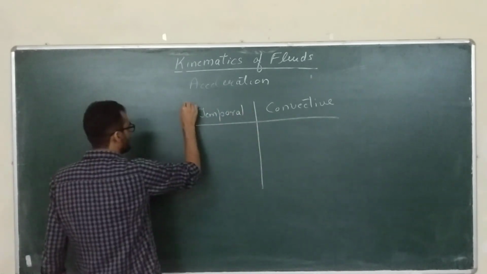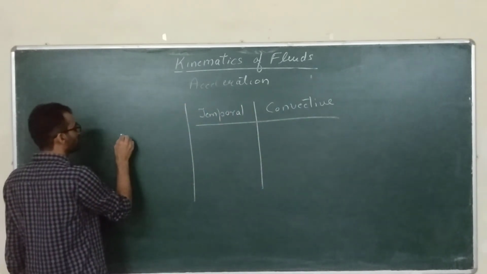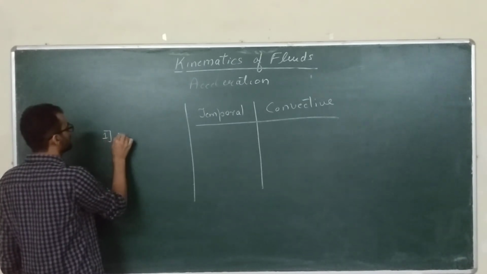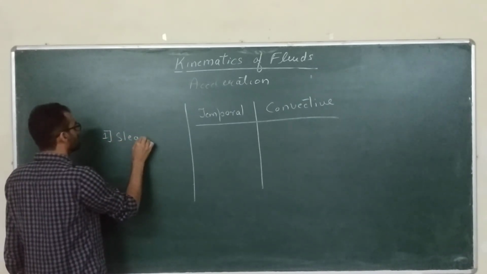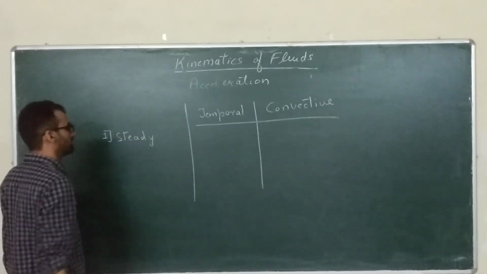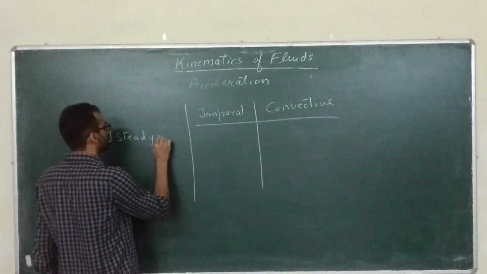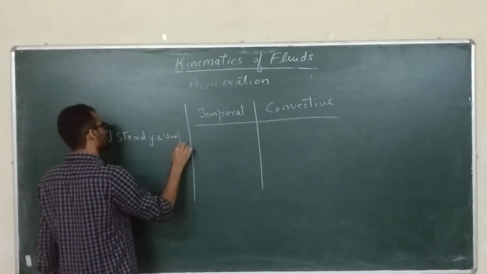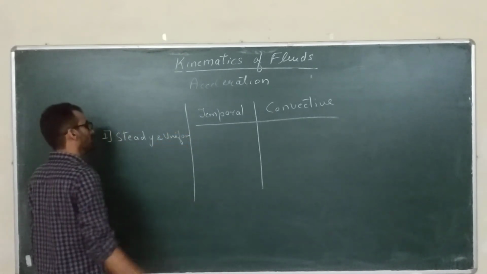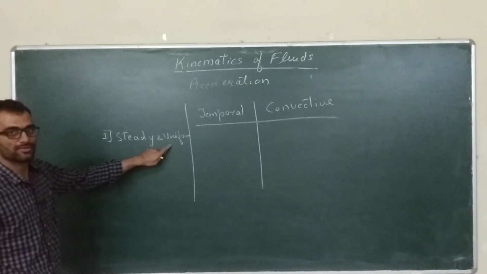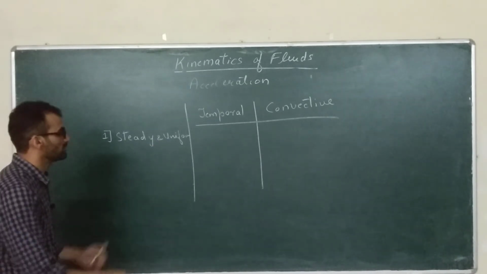Convective. Now let's say we have the first type of flow, which is a steady flow. Let's say steady and uniform. Now if the flow is steady as well as uniform, which acceleration will be present in those flows?